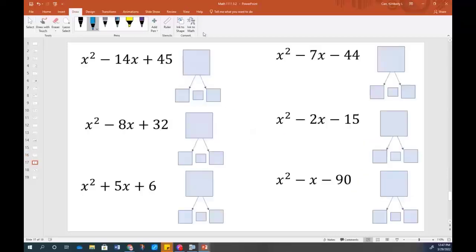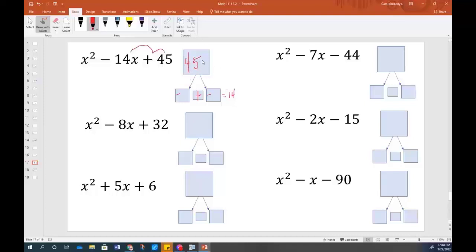I'll go through these pretty quickly because, again, it's going to be that bounce back all the time. Bouncing back: what multiplies to 45 and adds to give me negative 14? Now, the only way you're going to get two numbers that add to a negative is to make both numbers negative. A negative and a negative is going to give me the negative. So what multiplies to 45?